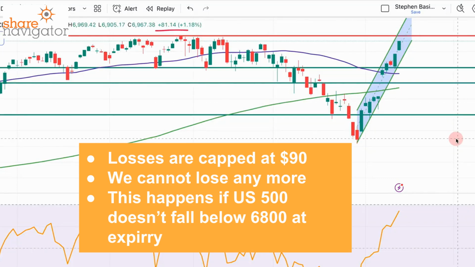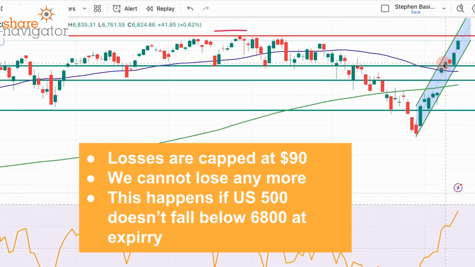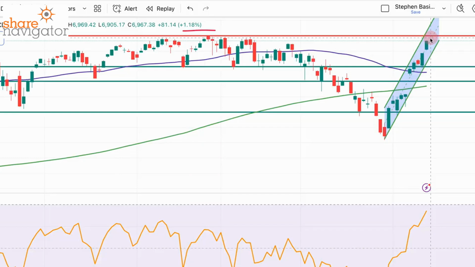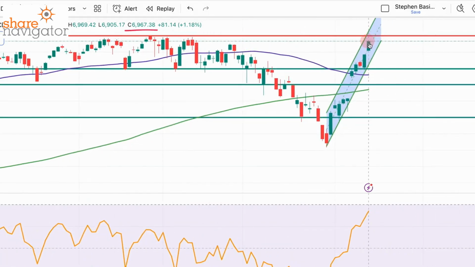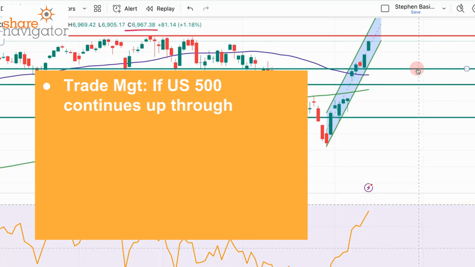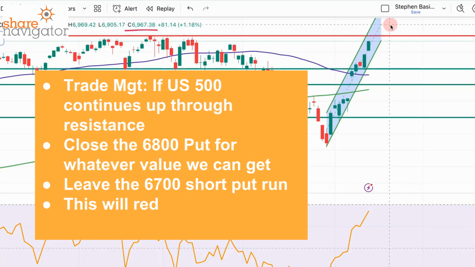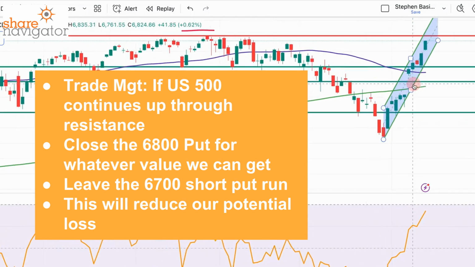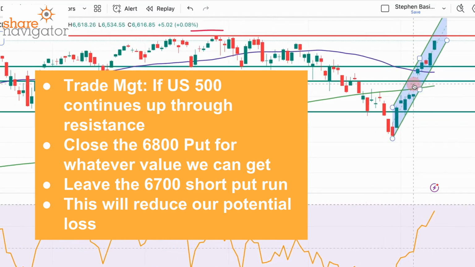Now, one thing we've got to be aware of, let's say this trade doesn't go our way. I don't fancy losing my $90. I'm going to actually reduce that risk. And how I will do that is, if this starts to plow on through here, this trade will have two sides to it. The short put will start becoming very profitable, but this long put at the 6,800 strike will start to lose. What I will actually do then is close down the 6,800 side of it and leave the 6,700 on to expire worthless. And that will reduce our losses substantially, and we might even generate a bit of a profit on that.